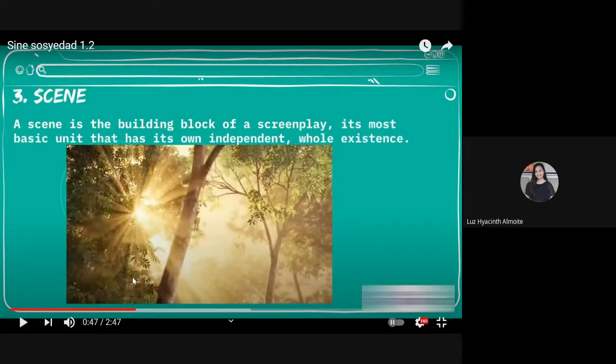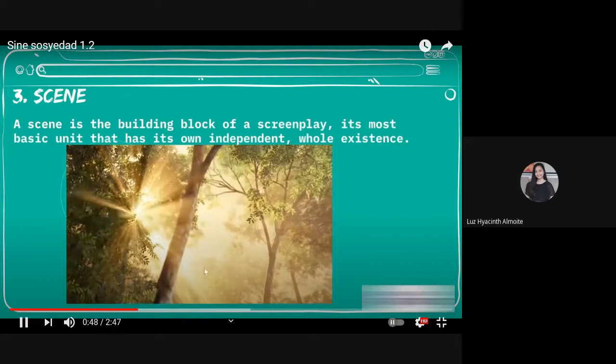Next element is the scene. It is the building block of a screenplay. It's the most basic unit that has its own independent whole existence.